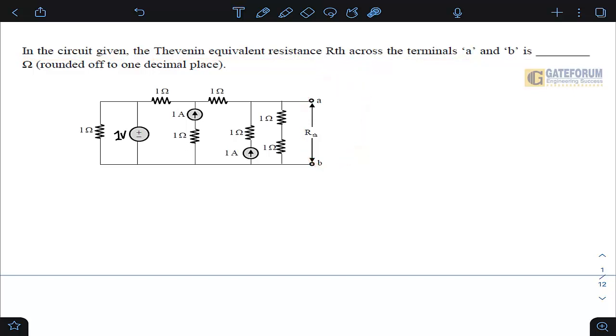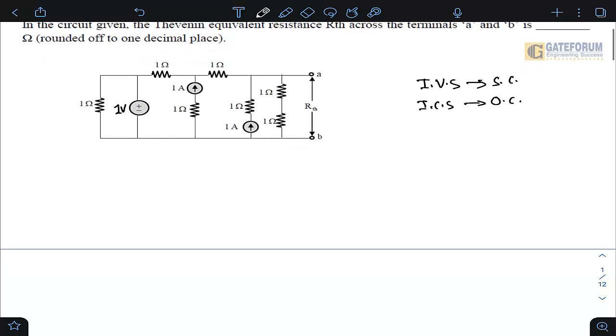So you can see, student, this is a network having only independent sources. There are no dependent sources, so our job is quite easy in this case. So what we do is, while finding RTH, all the ideal voltage sources are replaced by short circuits. All the ideal current sources are replaced by open circuits. So if I do this, how will my circuit look like?